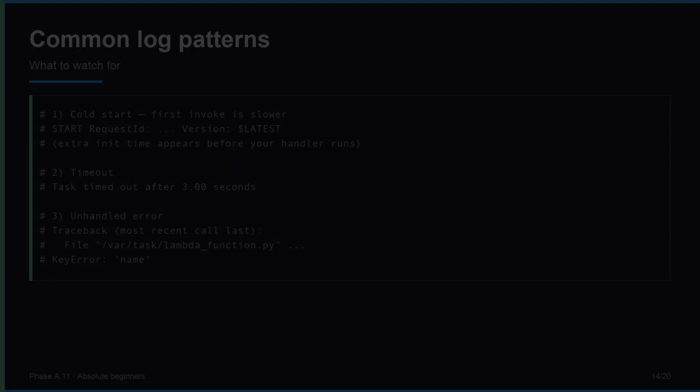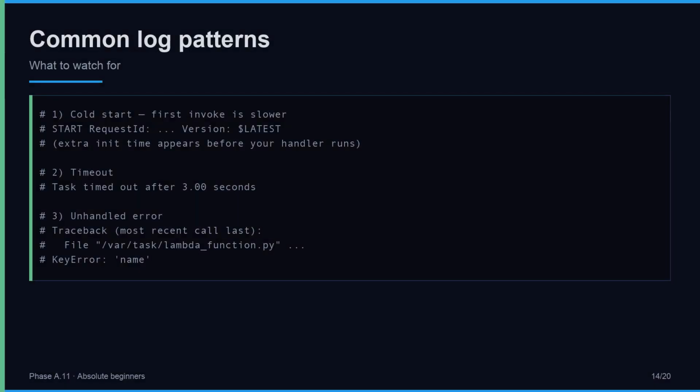Follow in real time. A few patterns show up again and again. Cold starts. The first invoke after a deploy is slower because Lambda initializes the runtime. Timeouts. If your function runs longer than its configured timeout, AWS kills it and writes task timed out. Unhandled errors. A Python traceback appears in the logs, including the file, the line, and the exception type. Reading these patterns is the daily work of debugging Lambda. The traceback is your friend.